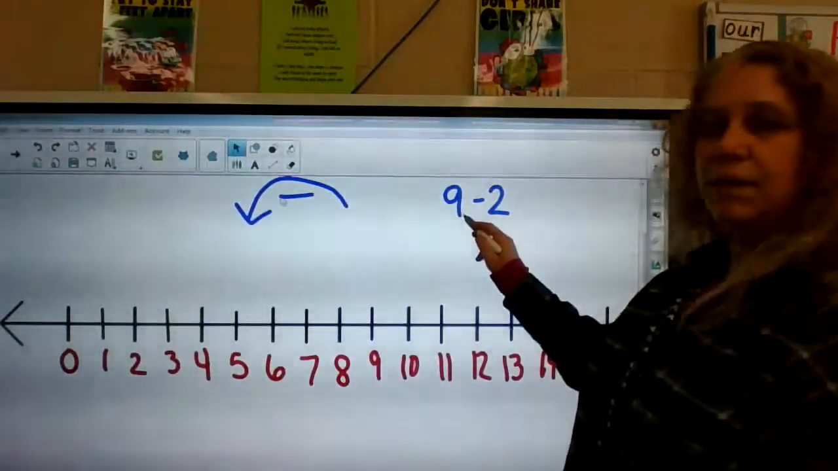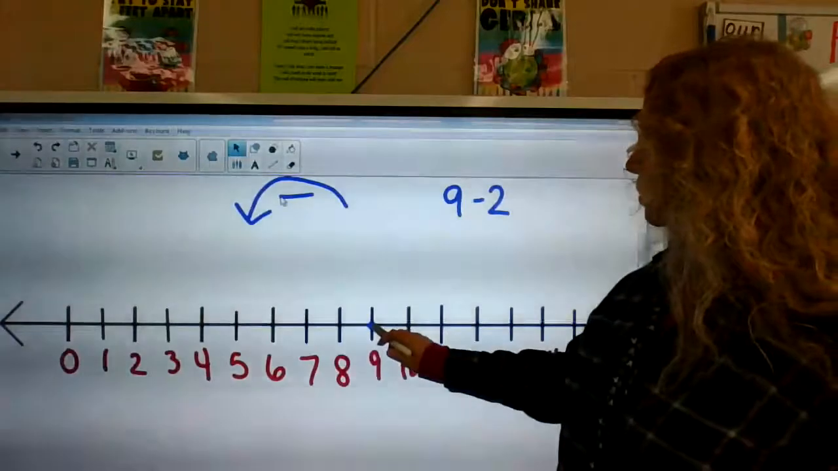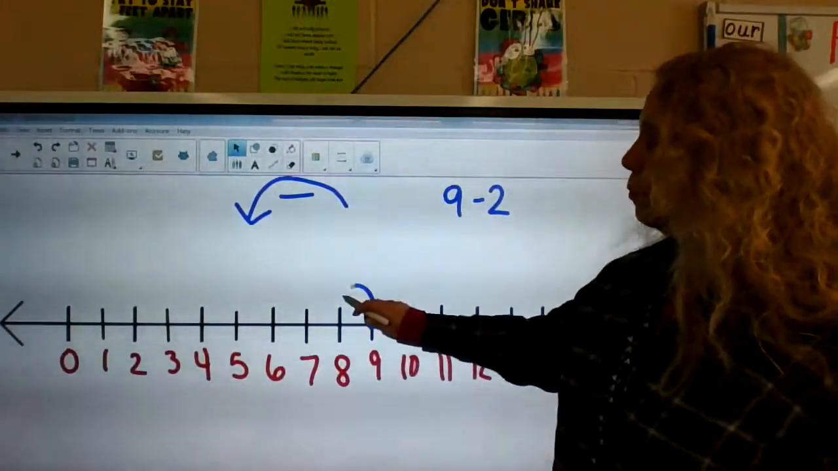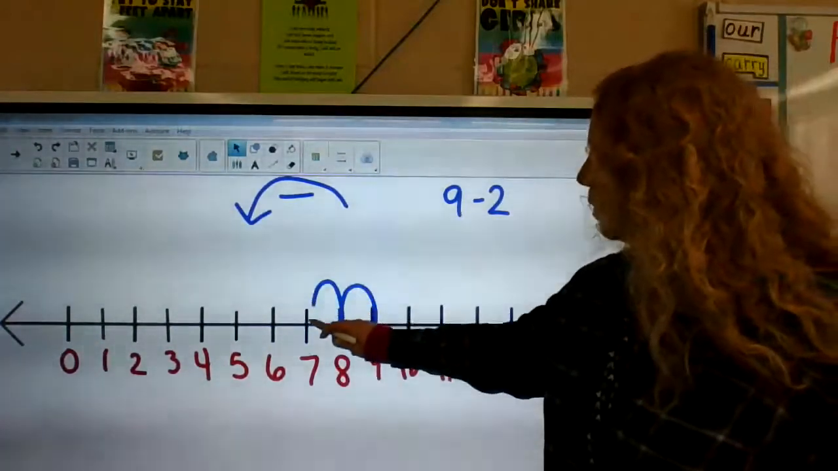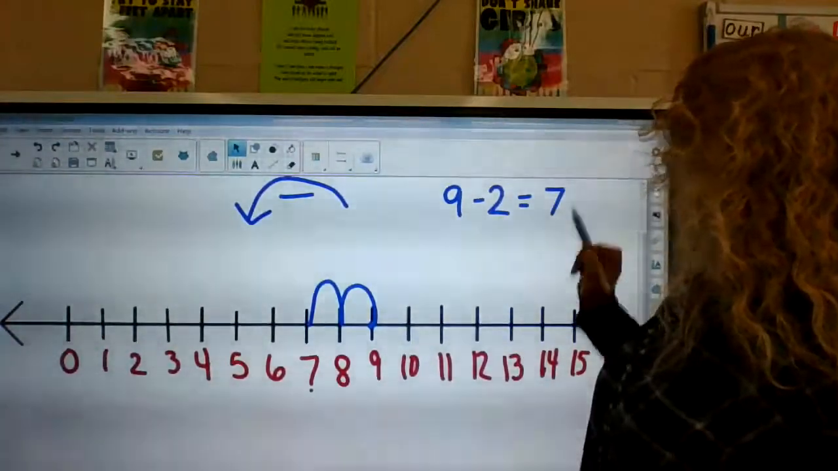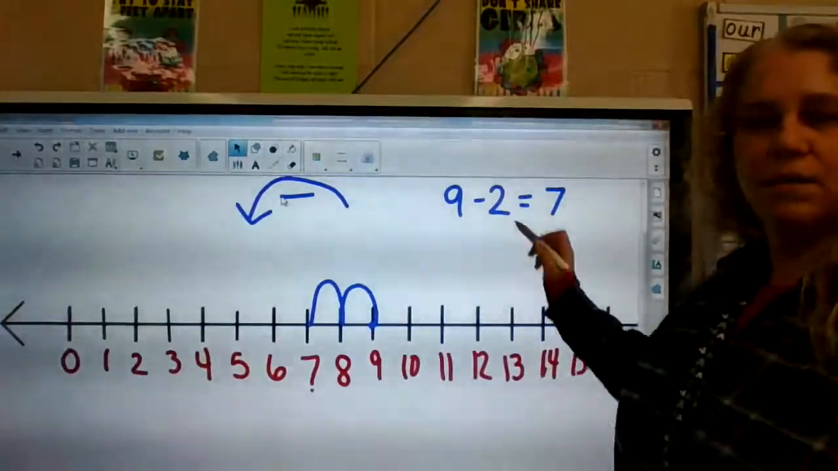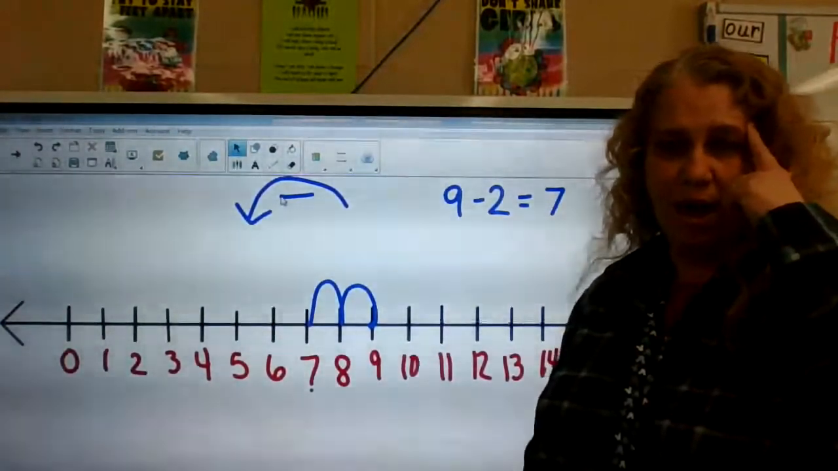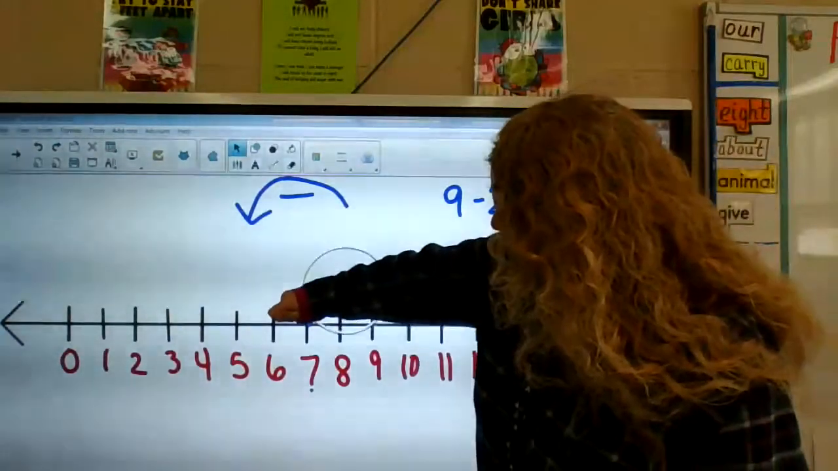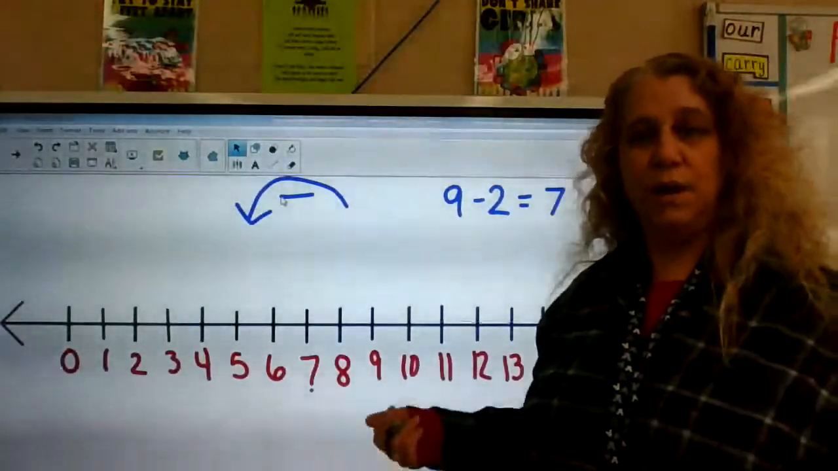Okay, so let's look at that 9 minus 2. So we would start on the 9 and we hop back 2. So we don't count this as 1 because this is where we're starting. 1 hop, 2 hops, we landed on 7. Don't really need a number line when you're counting back a small number because you can count in your head. Number lines are more for when we're counting back bigger numbers and you can't figure it out any other way.